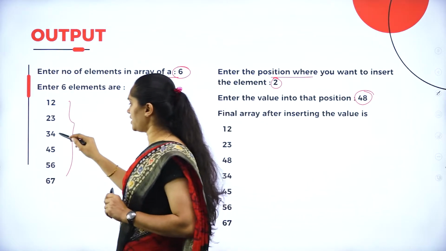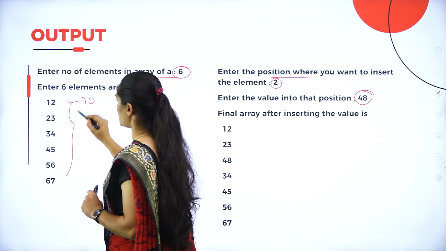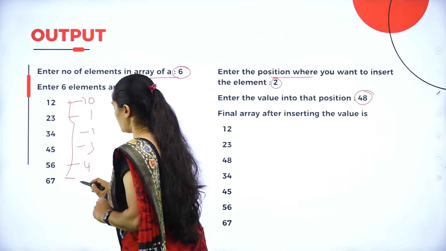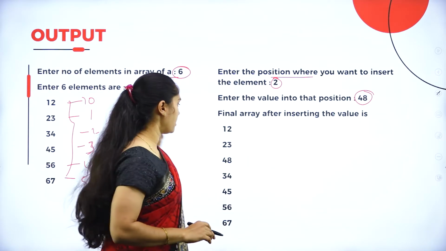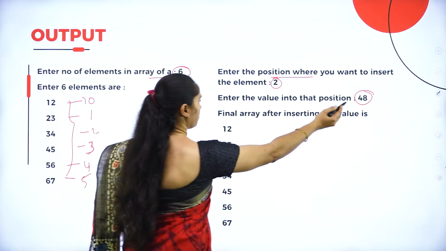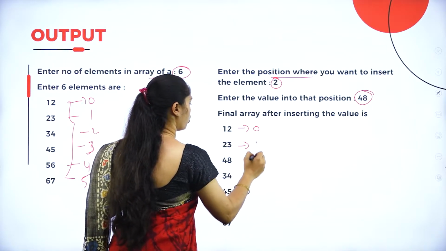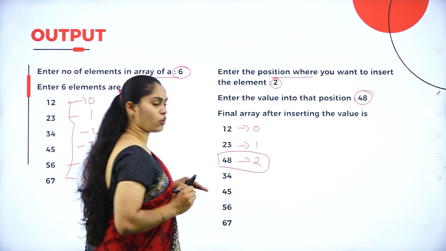Initially it was 12, 23, 34, 45, 56 and 67. So it will be in the locations 0, 1, 2, 3, 4 and 5, right? So all these are in locations like this. So now we want to insert an element called 48 at the second location. So now it will be 0, 1, and for the second position, we are including this element called 48.